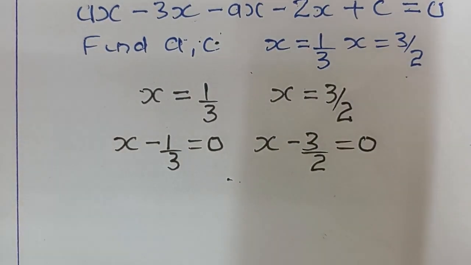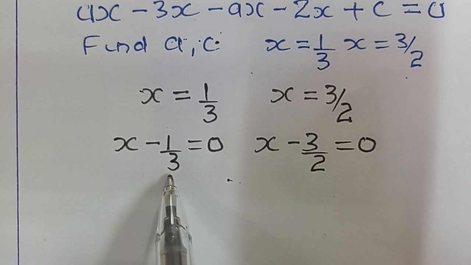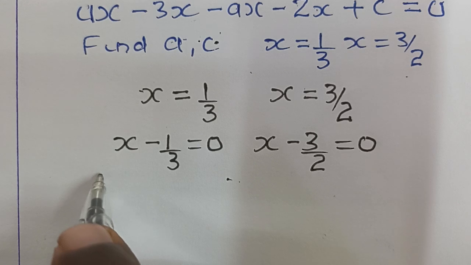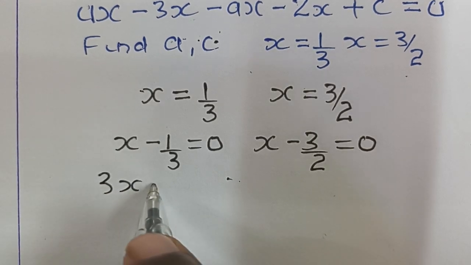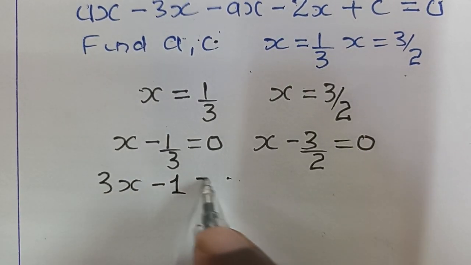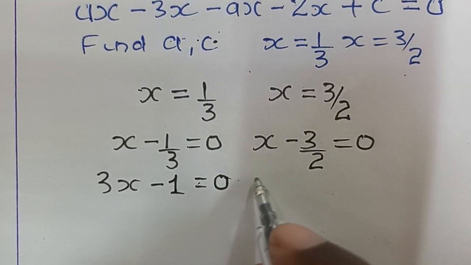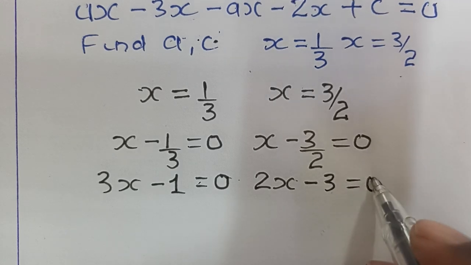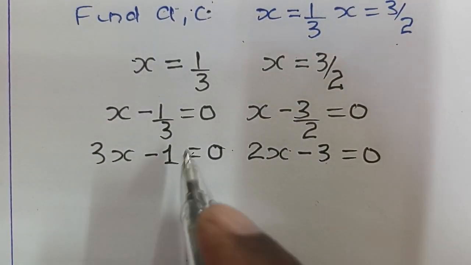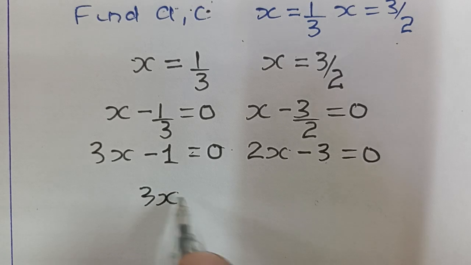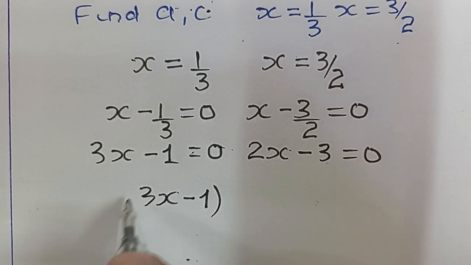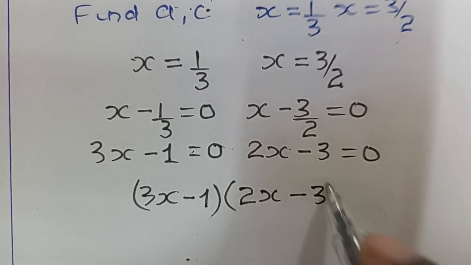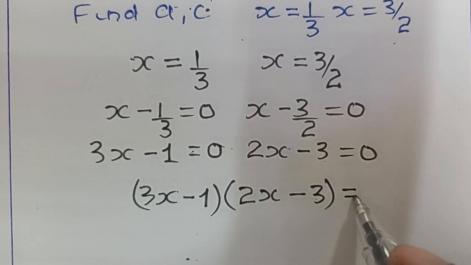And then, guys, to remove the denominator for each, this side I can multiply by 3. So we have 3x minus 1 equals 0. Here we have 2x minus 3 equals 0. And therefore, our factors are 3x minus 1 and 2x minus 3. This gives us 0.